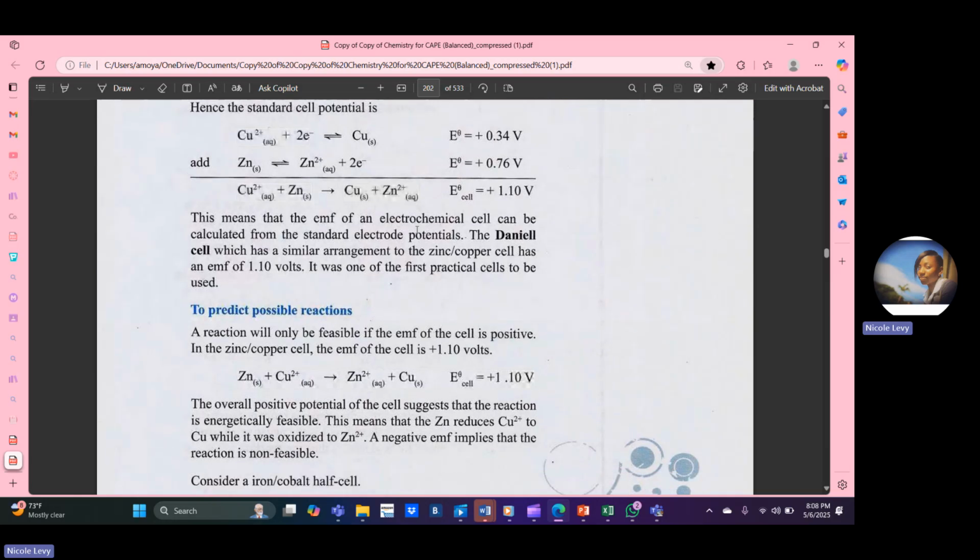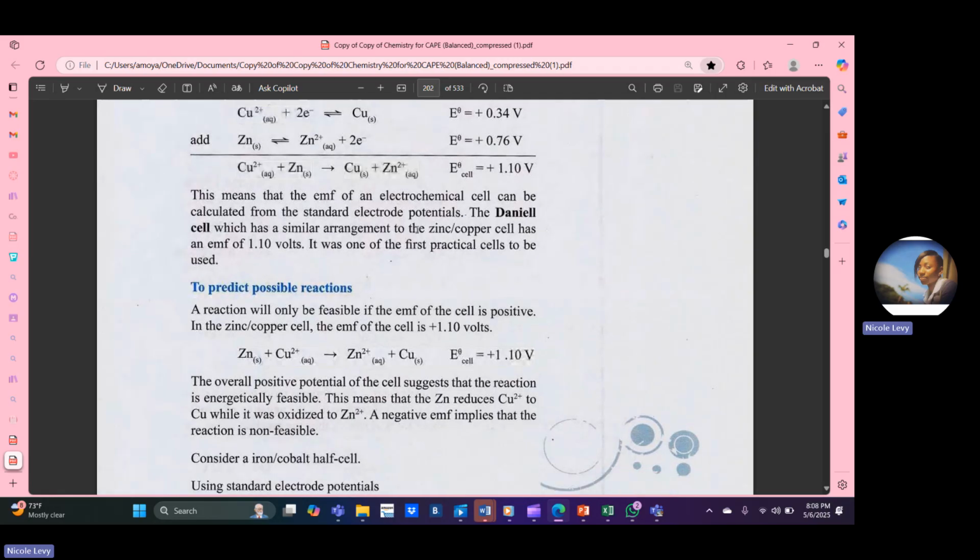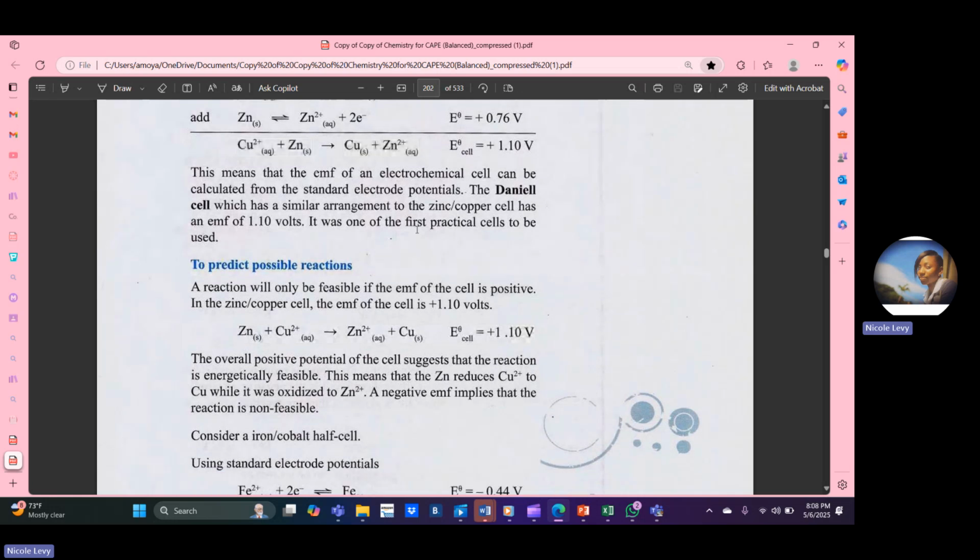All you do is add it, but you must ensure that you look at your booklet, right? And if they give you a reduction reaction, you have to flip that, and then the sign changes. This means that the EMF of an electrochemical cell can be calculated from the standard electrode potentials. The Daniell cell, which has a similar arrangement to the zinc copper electrochemical cell, has a value of 1.10 volts.